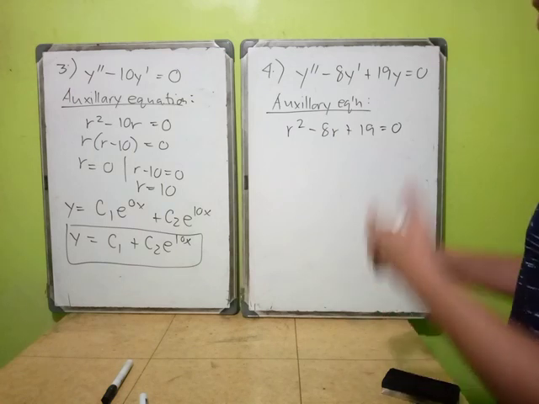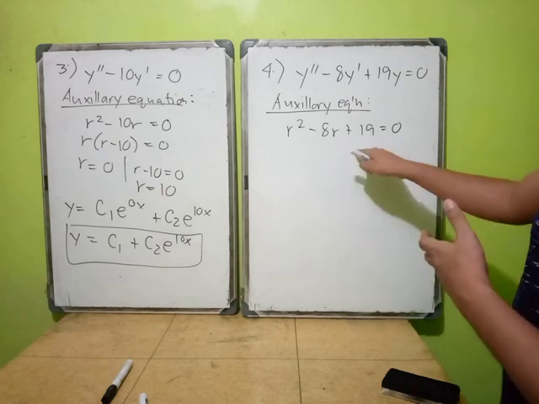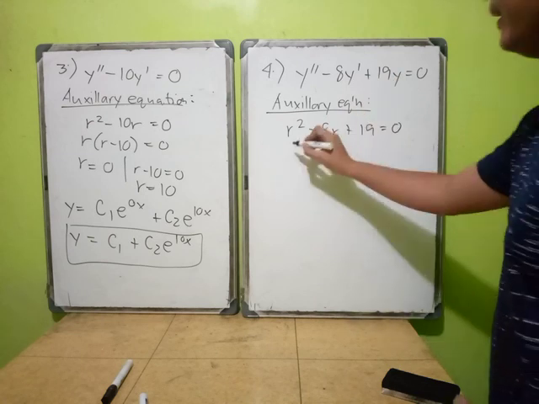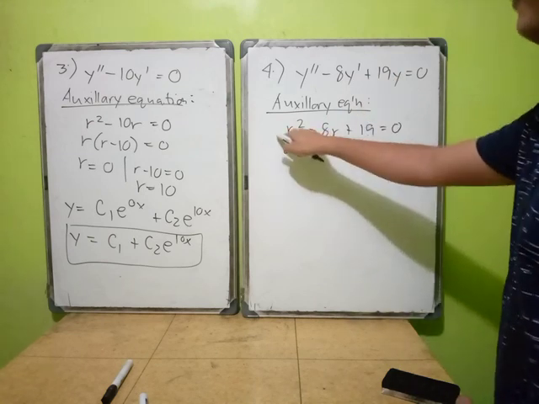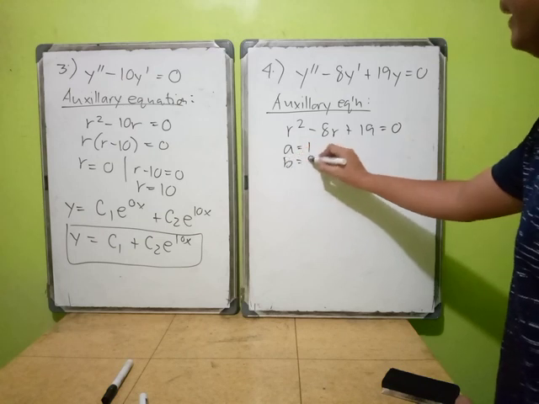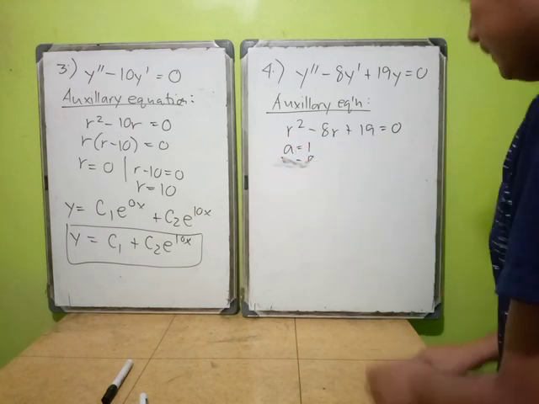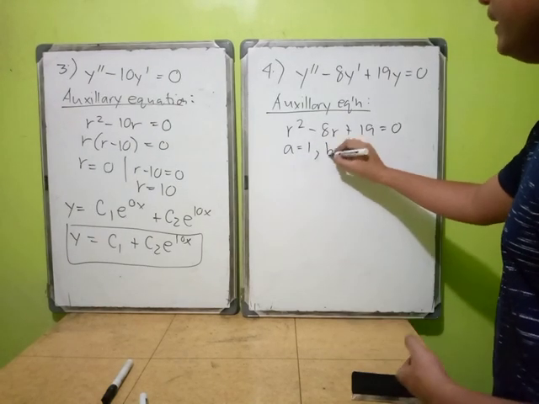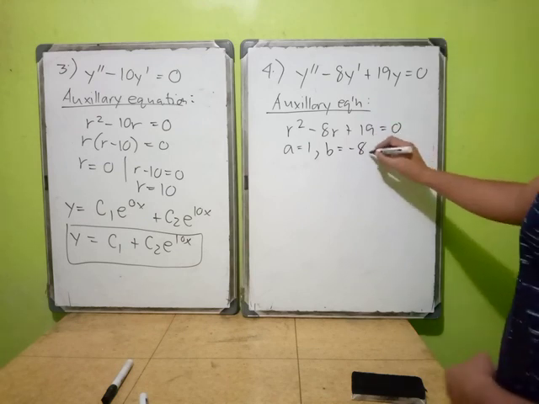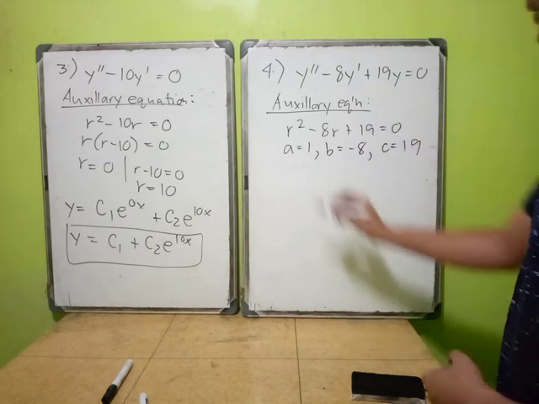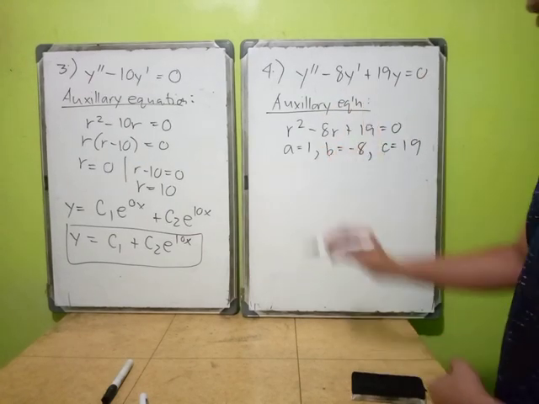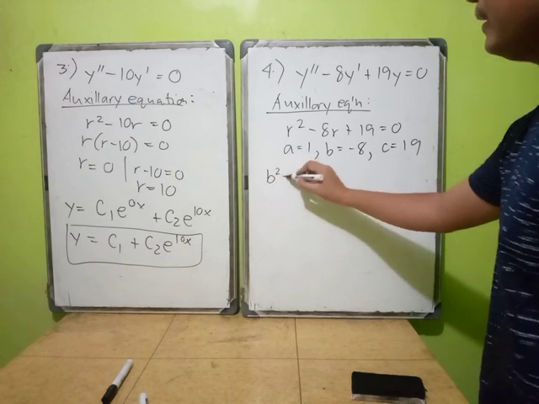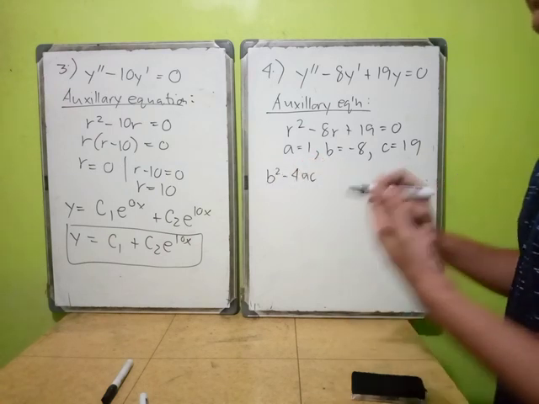So how do you know if this is not factorable? You do it the same as with a quadratic equation. The a here is 1, the coefficient of r squared. The b here is negative 8. Let's conserve space, so I will just put it here: a is equal to 1, b is equal to negative 8, and c is equal to 19. Just like in your basic algebra, you do the discriminant, b squared minus 4ac.